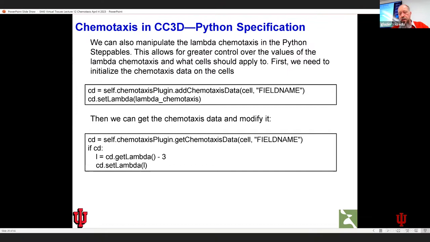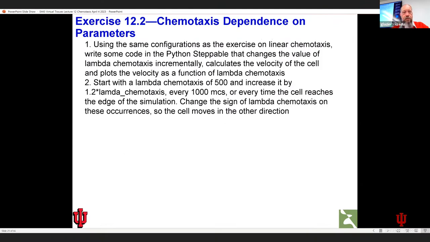The reason the syntax is a little bit more complicated is because I have two things that I have to associate. I have to associate my particular cell with the chemical field it's going to respond to. I have two arguments. Okay.